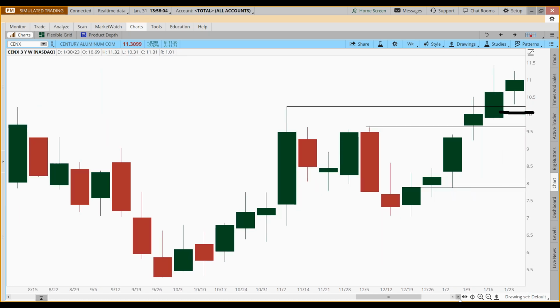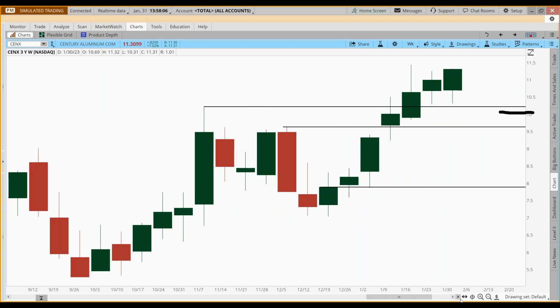What ends up happening is the stock is here today, okay? Is the entry on the close of the confirmation bar? That's correct, that's correct. You wanna wait to the close of that confirmation bar.